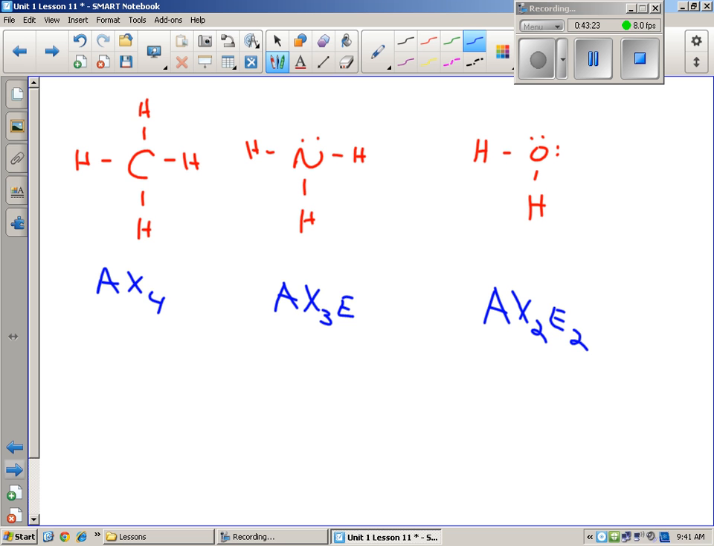Why didn't we just, if there's 4 things around them, call them all tetrahedral? And the answer is, well, this is 109.5. This is 107.3. And this is 104.5. Why the difference? If they all have 4 things, why is there a difference in bond angle? Anybody want to venture a guess?